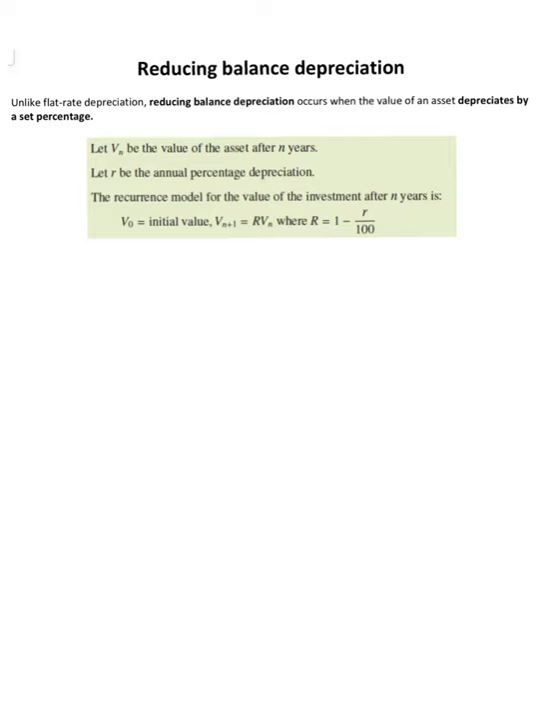All right, so reducing balance depreciation uses the same rule as compound interest. Here's our recurrence relation. The difference is our value of R is going to be less than 1, so it's going to be 0 point something. When we've got compound interest, it's growing, so our R value is going to be 1 point something.